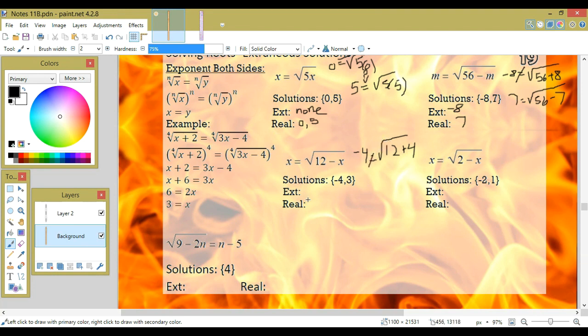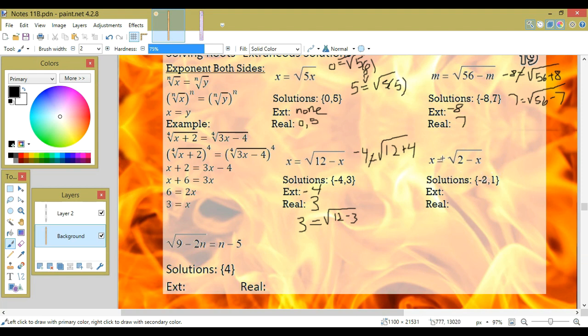So those are not equal. So that means that this solution is extraneous. Let's look at 3. Does 3 equal the square root of 12 minus 3? Well, 12 minus 3 is 9. And the square root of 9 is 3. So 3 is a real solution.